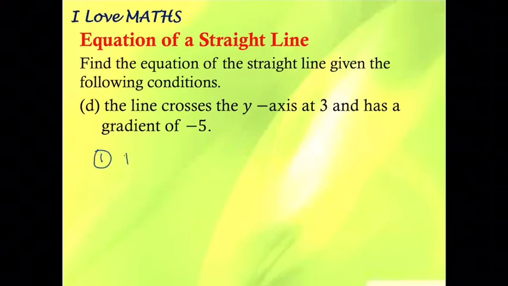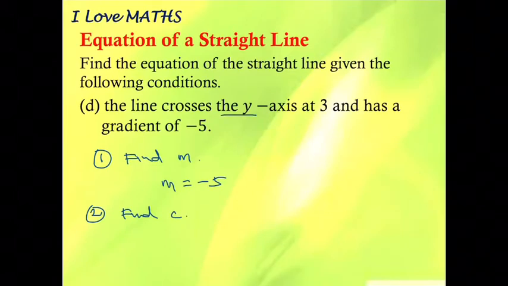Again, first step is to find m. And in here, m is equal to negative 5. Second is to find the value of the y-intercept c. So the line crosses the y-axis at 3, it means the point is 0, 3, and since it crosses the y-axis at 3, then the value of the y-intercept is 3.